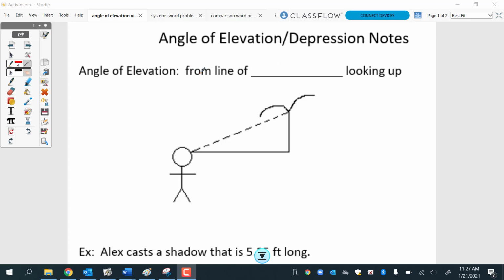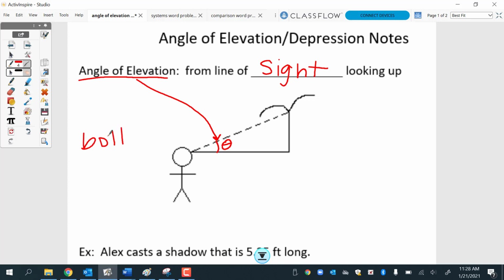So an angle of elevation is from the line of sight looking up, okay? So what we're talking about, this is a stick figure, and this is a bird, if you can't tell by my beautiful drawing. So the person is looking up at the bird. So here's your normal line of sight, straight ahead, and then you look up. So this angle right there, that is your angle of elevation. Okay, so we put theta in there, but it goes in the bottom of the triangle.